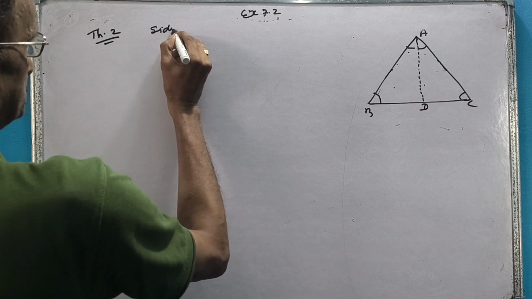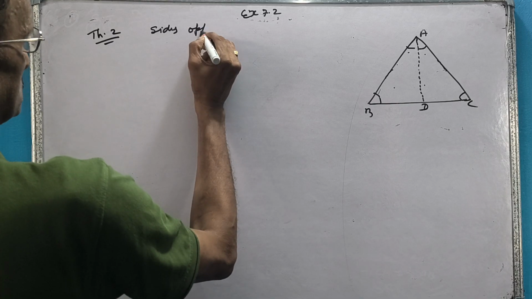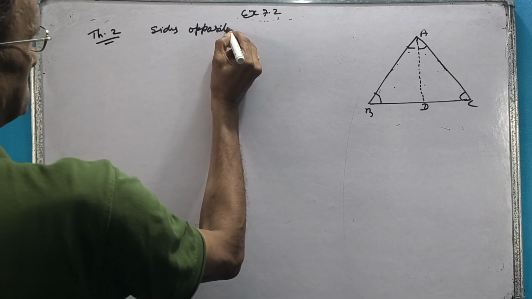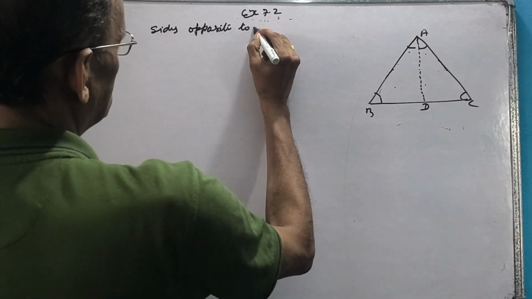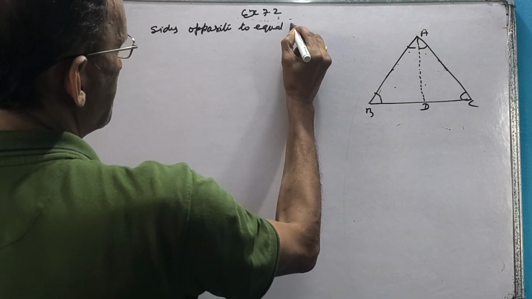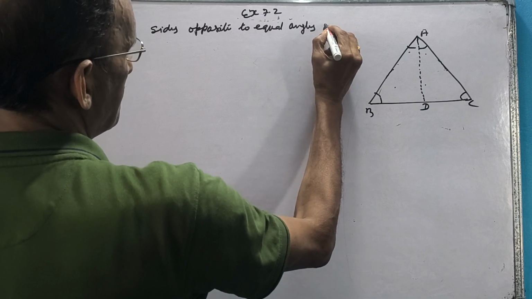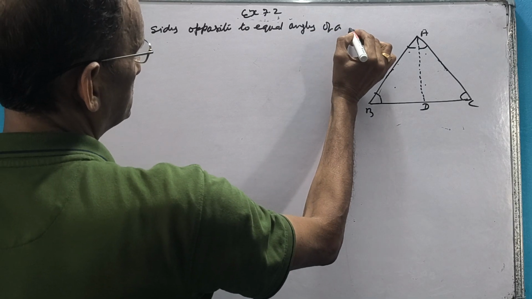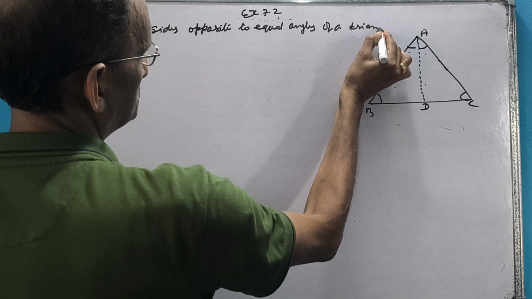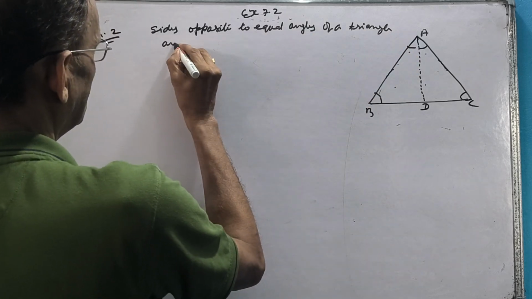Sides opposite to equal angles of a triangle are equal.